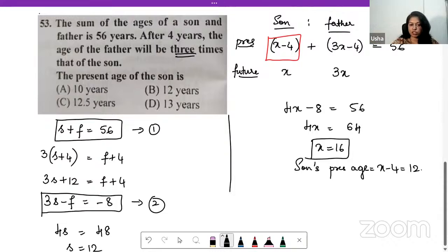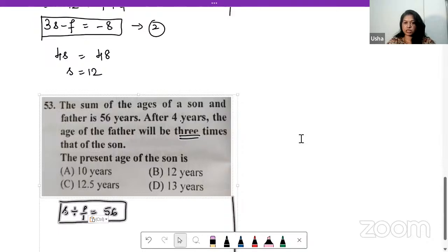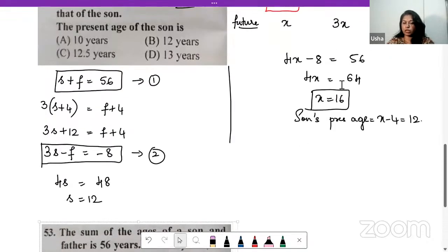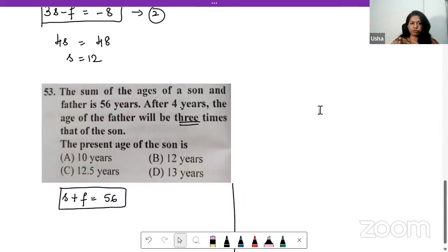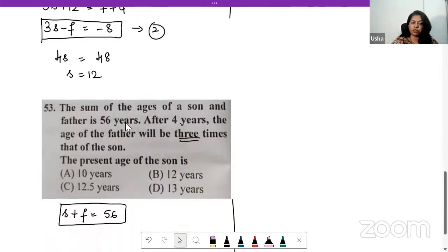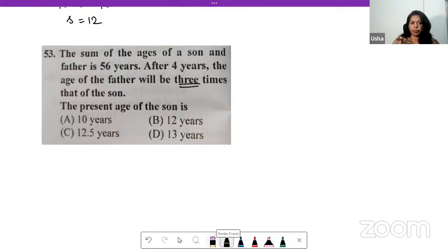An alternative way of solving this question is by using the options. Use the options and simplify. But for this kind of question, I strongly recommend solving it this way. But if you are not comfortable framing such equations and solving, then you can solve using the options also. So how to solve using options, we will see.